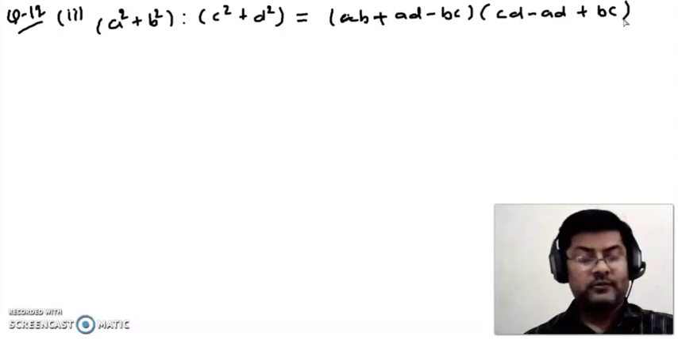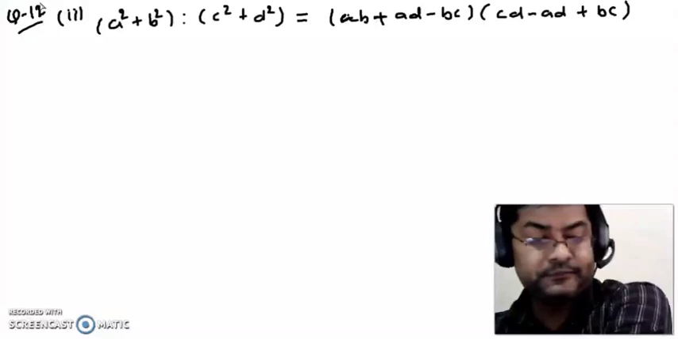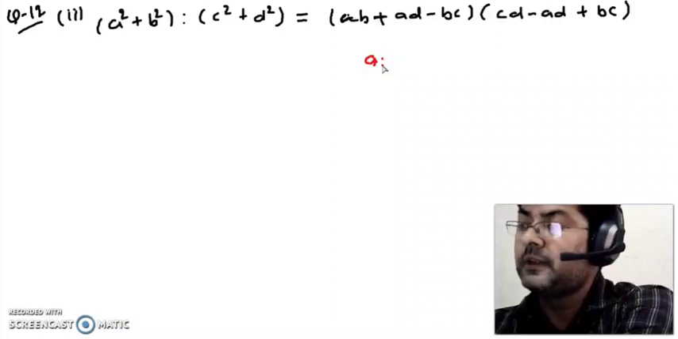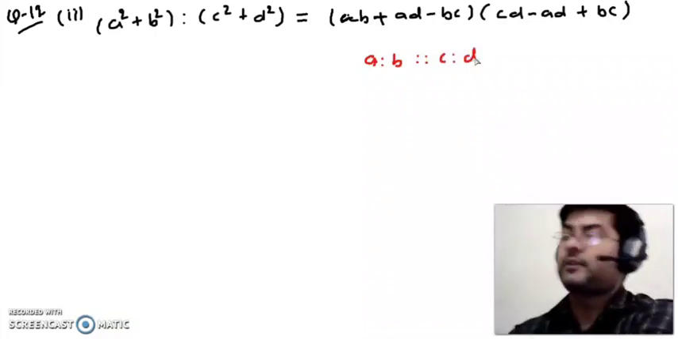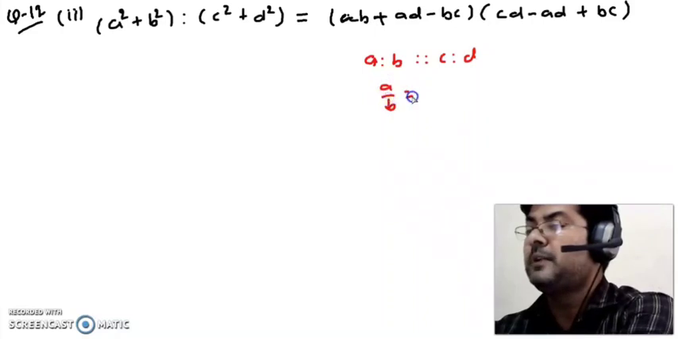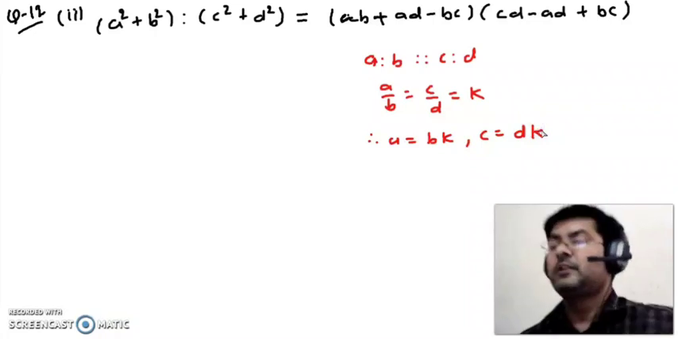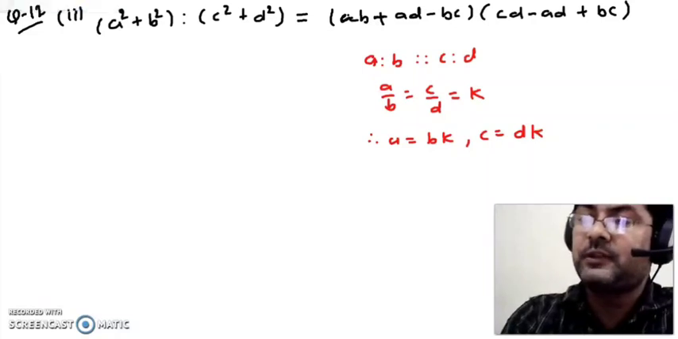Let us recall that we had taken that two ratios were given. The four numbers A, B, C, D are in proportion. So A by B is equal to C by D is equal to k, which we had taken, and therefore A is equal to bk and C is equal to dk. So we have values for A and C. Let us take the LHS and substitute the values.